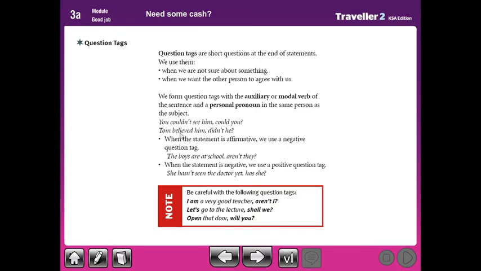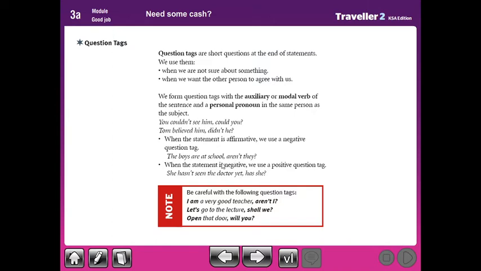If the statement is negative, the question tag is positive. If the statement is positive, we put the question tag in negative form. Here, when the statement is affirmative, we use a negative question tag. The boys are at school. Here we have are, so we put are and add not: aren't. It's better to use the short form. We can't say are not they. It's wrong. You should say aren't they.